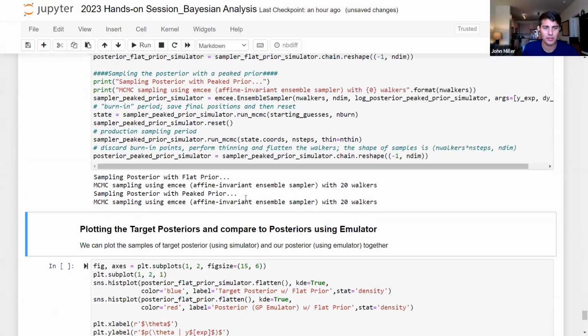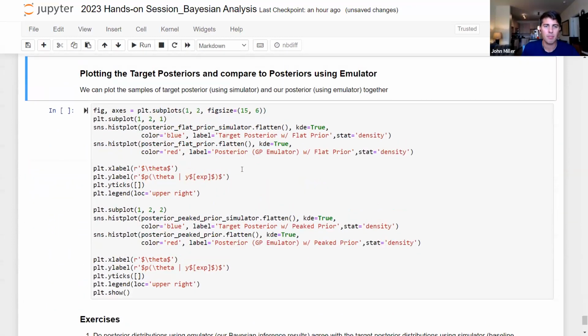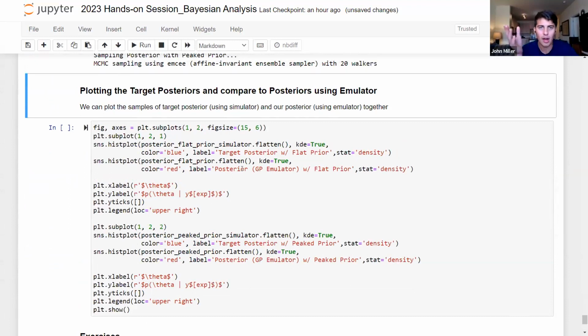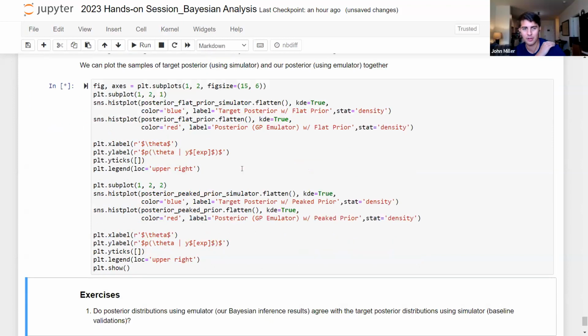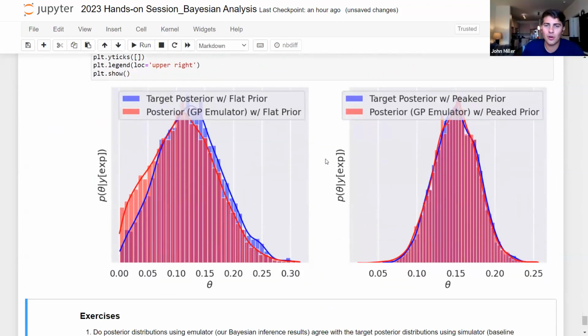Now that went fairly quickly. What we're going to do is plot these target posteriors against our emulator posterior and see how they line up with one another. So let's do a little bit of comparison. On the left we have the posteriors using the flat prior, and on the right we have the peaked prior, and on both we have the one with the simulator in blue and the one with the emulator in red.